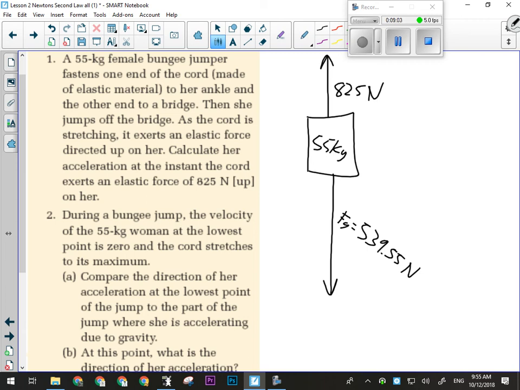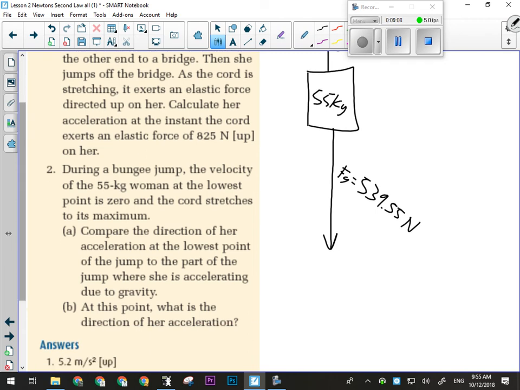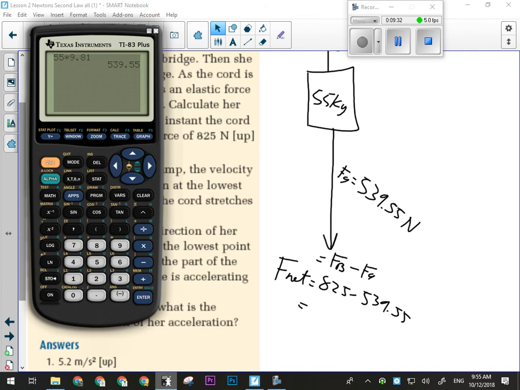We've got 539.55 down. Can we calculate her net force and thus her acceleration? Net force is the vector sum of all forces. So that'll be our 825 minus our 539.55. In other words, the force of the bungee minus gravity, or plus the force of gravity, making it negative. So when we do that, we got 825 minus our answer there. So our net force is 285.45 newtons upwards.